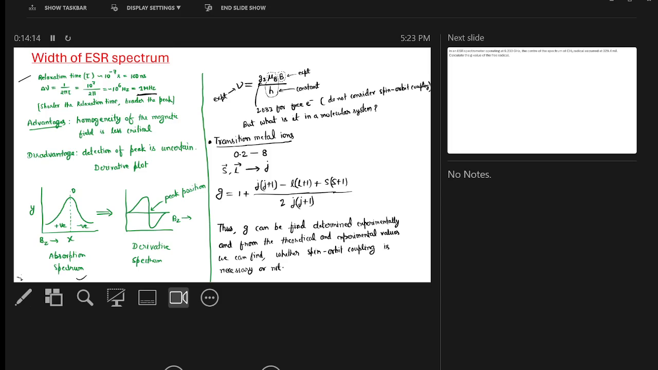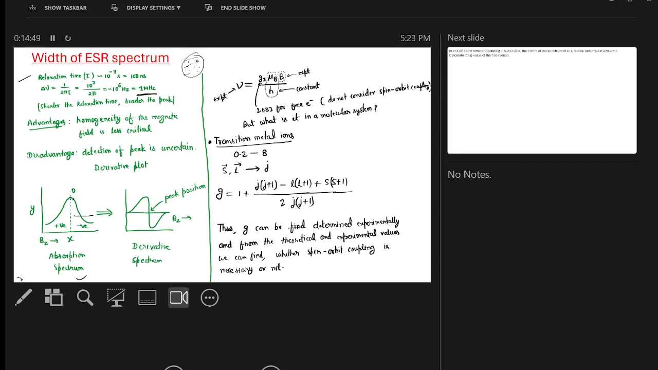Let's say you have a bulk sample and you're applying a magnetic field. Almost every molecule will experience almost equal magnetic field. But what is the disadvantage? The disadvantage is that assigning the peak position is uncertain. In this broad peak, we don't know where the peak position is, here or here. So you don't know where the peak position is.